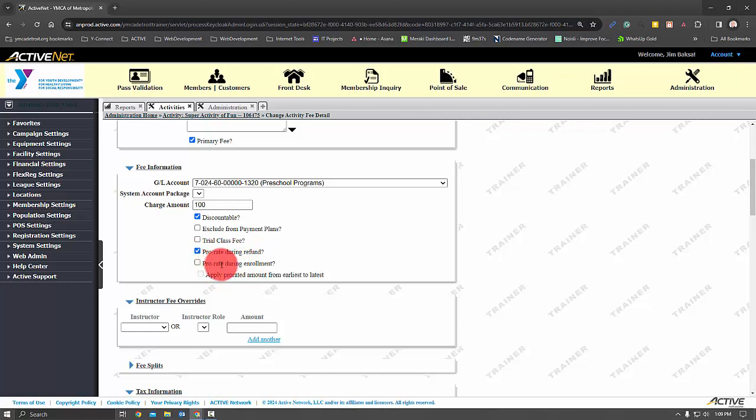Prorate during enrollment is kind of the opposite. That's the twin to that. So during refund says I've started at the beginning and I'm halfway through and I want to quit. Give me money back. Prorate during enrollment says I got to this program 3 weeks late. If I enroll for it now, am I charged the full 100 or am I charged 70 because there are only 7 sessions left? So in this case, I am going to say prorate during enrollment as well.